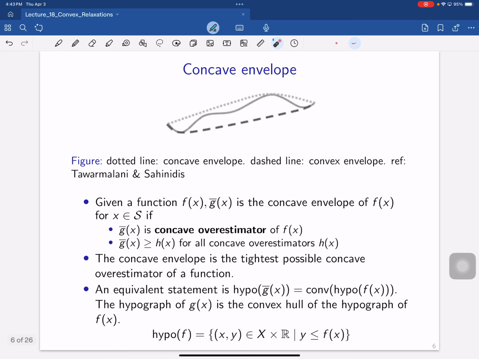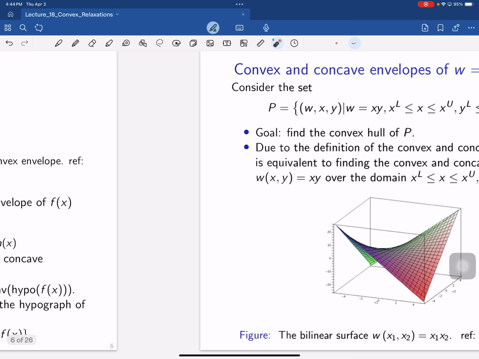Okay. So how to describe that in terms of sets? You can describe them using the so-called hypograph of the set. The hypograph is the counterpart of the epigraph. It just describes the region that is smaller than the function value. That's called the hypograph. Okay. Yeah. So any questions related to the definition?